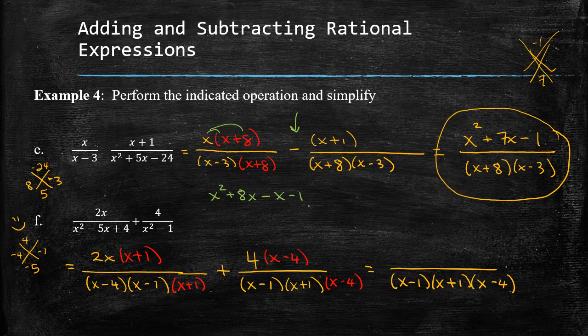Okay, I need to distribute in the numerator and then add like terms. So 2x squared plus 2x and then plus 4x minus 16, right? So I distributed my 2x, distributed the positive 4. Okay, add like terms. So I have 2x squared plus 6x minus 16.